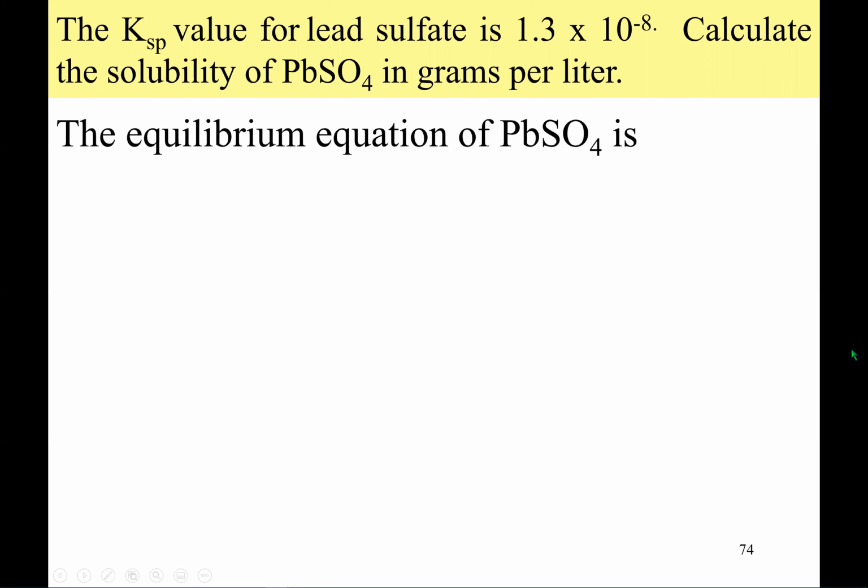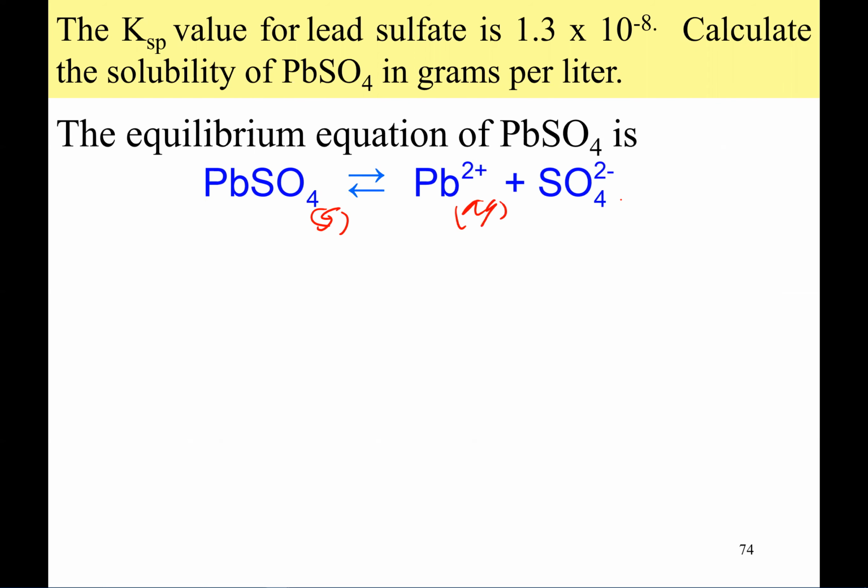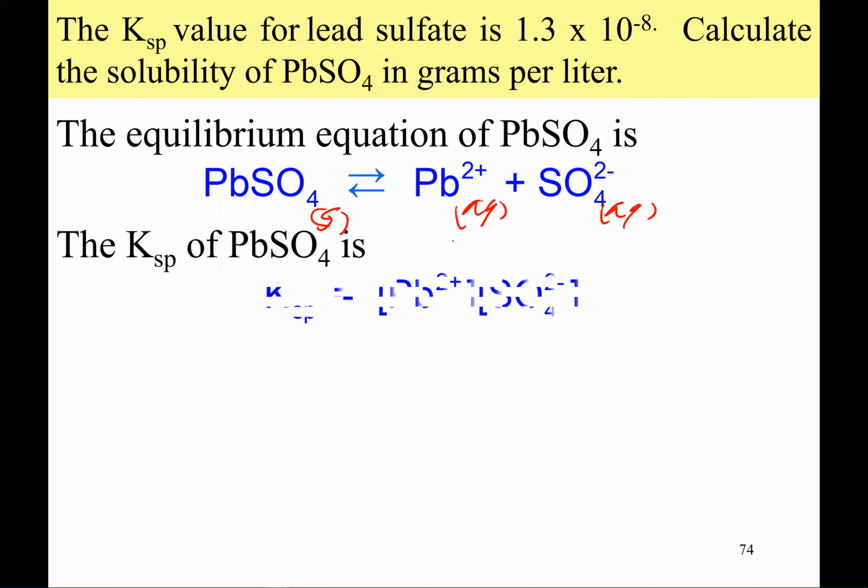Well, how would you do that? Well, the equilibrium equation for this is here. You set up the thing again like this. This is solid, this is aqueous, and this is aqueous, okay? You have the KSP value equals the concentration of those two there.